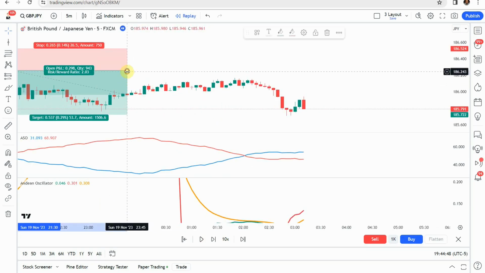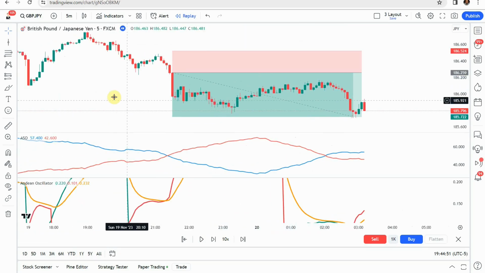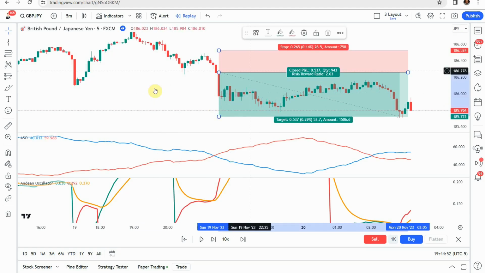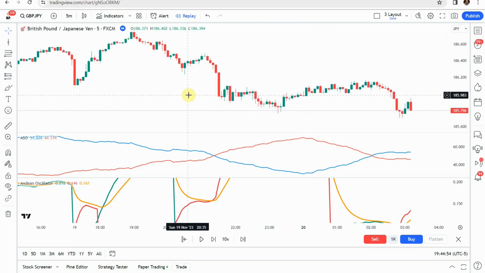All right, so it takes a little bit there, but we also come down nicely, getting us to our take profit once again. So that puts us at the end of the testing right there.